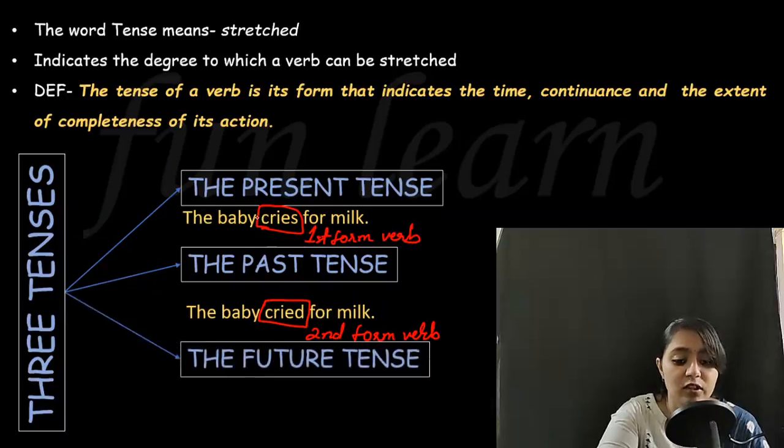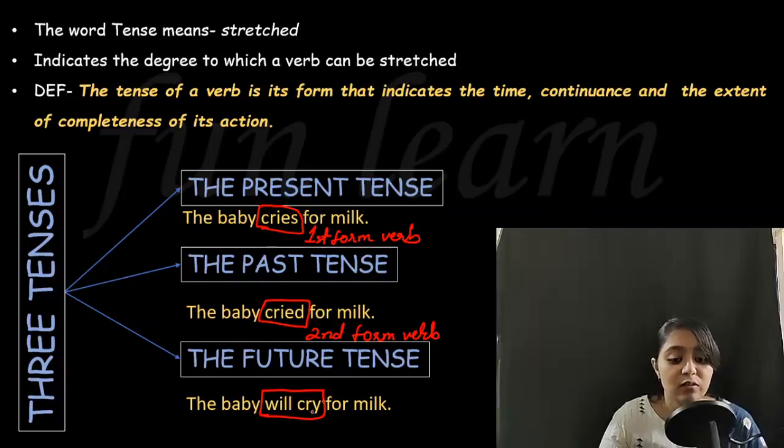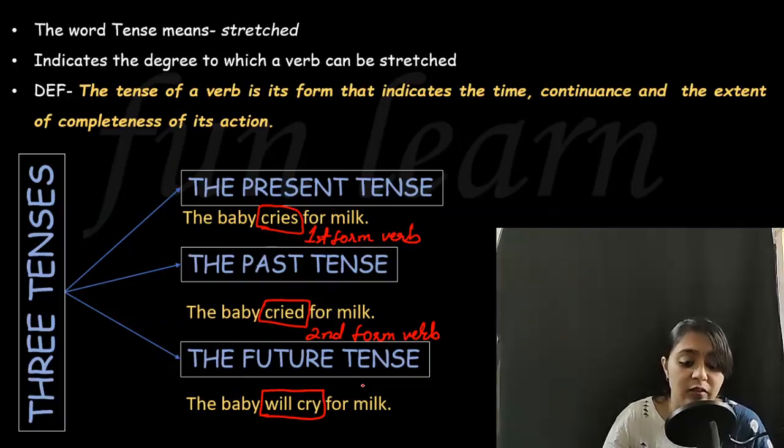Third one, the future tense. Future means what is going to happen later on, what has not happened, what is not happening, but may happen tomorrow or the day after tomorrow. The baby will cry for milk. Here we can see will cry. Will is the word which is added to the first form and it forms the future tense. Here we can add shall also: I shall cry. We'll learn more about this in the next slide.